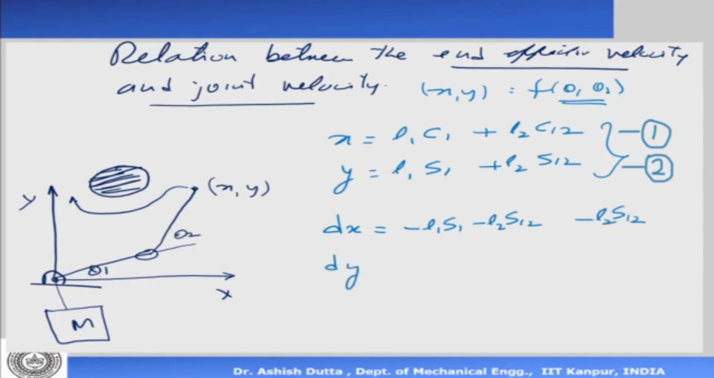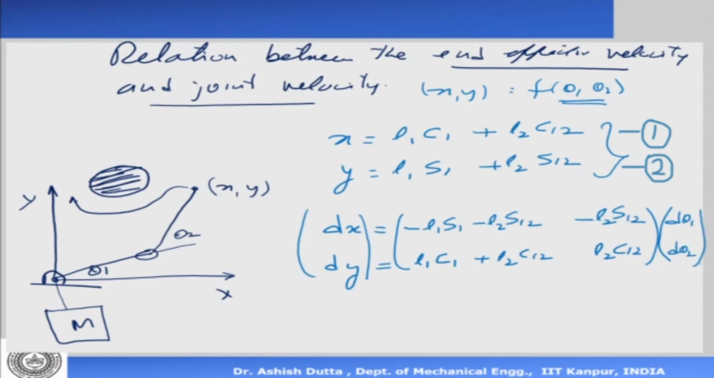The second one is dy. I'm differentiating again with respect to theta 1: L1 cos θ1 plus L2 cos(θ1+θ2), and the second one is L2 cos(θ1+θ2). In matrix form, I'm writing it like this, and here it is dθ1, dθ2. I hope you understand the way I've written it. Now, you can write dx by dt also. Okay, this also by dx by dt, that's fine. So first we are differentiating with respect to theta 1, then with respect to theta 2. So this is with respect to theta 1, this is with respect to theta 2.